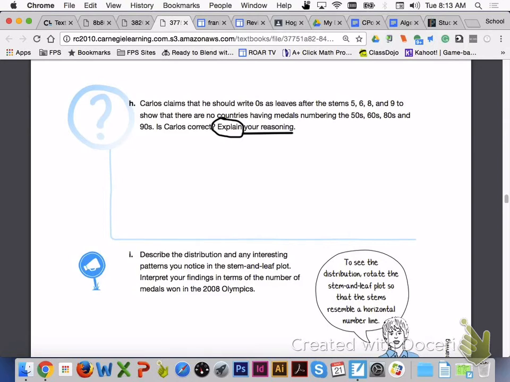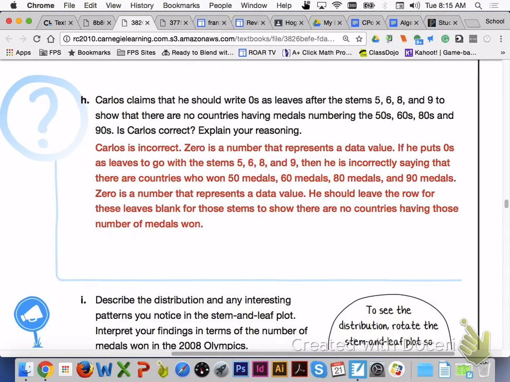Please answer letter H with your group members. For letter H, Carlos would be incorrect. 0 is a number that represents a data value. If he puts zeros as leaves to go with the stems 5, 6, 8, and 9, then he is incorrectly saying that there are countries that won 50, 60, 80, and 90 medals. He should leave the row for these leaves blank for those stems to show there are no countries having those number of medals won.